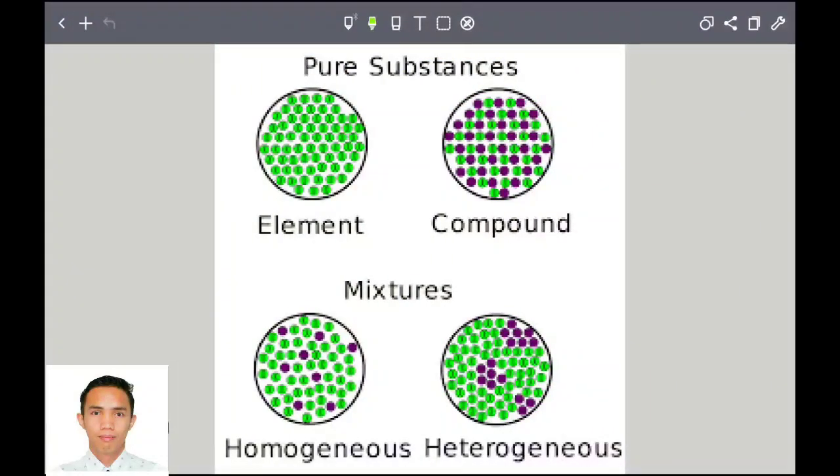Now let's talk about homogeneous and heterogeneous. We know that gases are homogeneous because we can see only one color because of the molecules. In heterogeneous mixtures, you can see different colors. In homogeneous, the properties are only one.